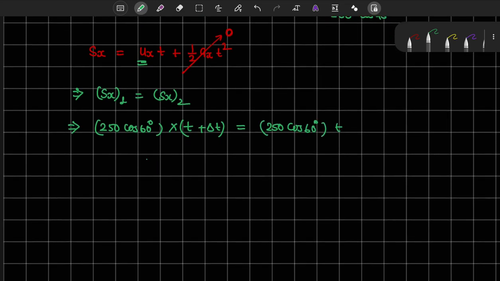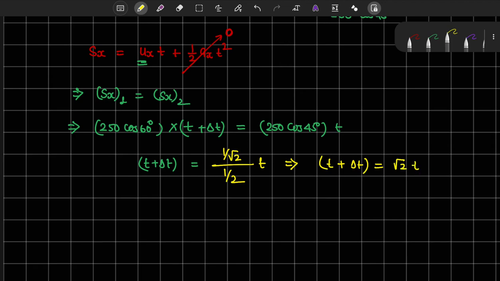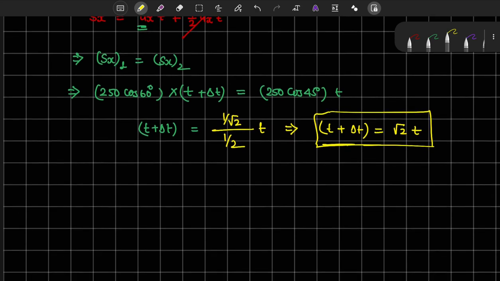So from here we can write t plus delta t is equal to 250 into cos 45 degree. Cos 45 degree is 1 by root 2, and cos 60 is 1 by 2. So from here we will get t plus delta t is equal to root 2 t. But we have to find out the time difference, that is delta t.